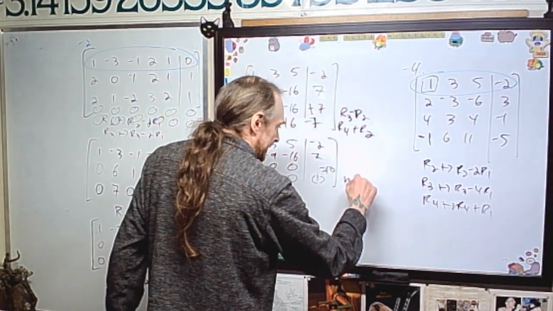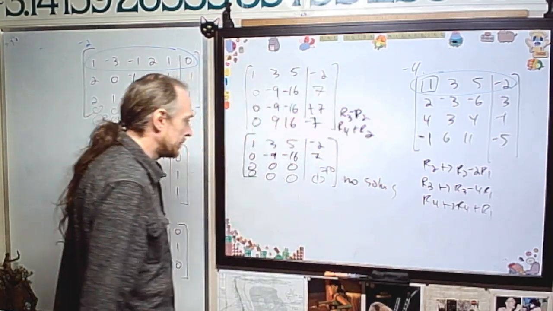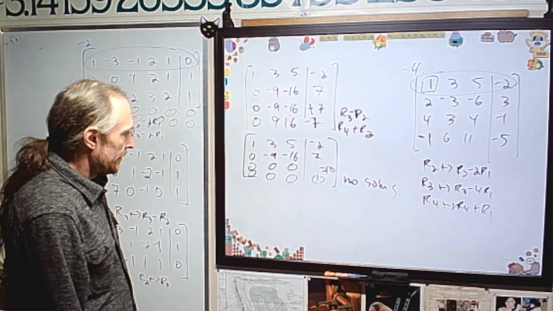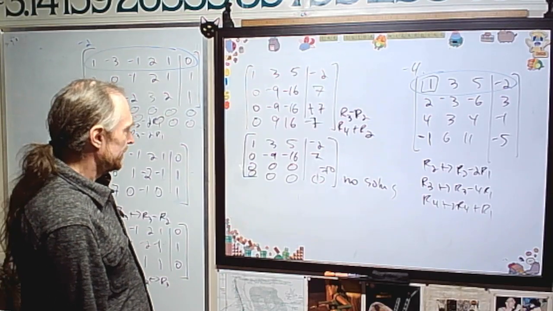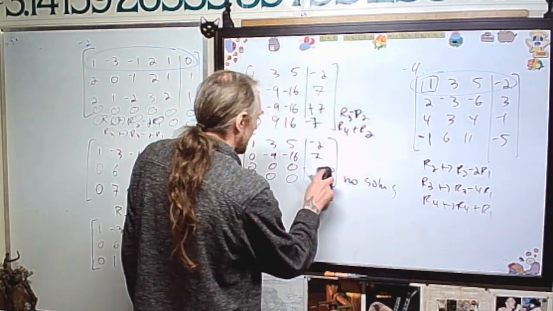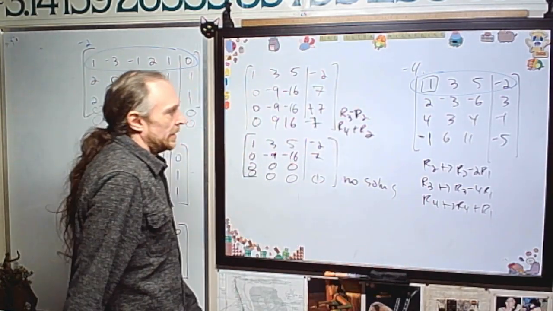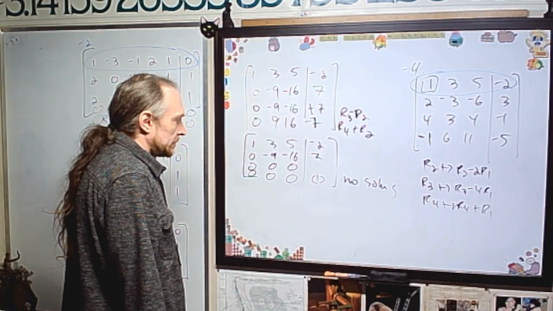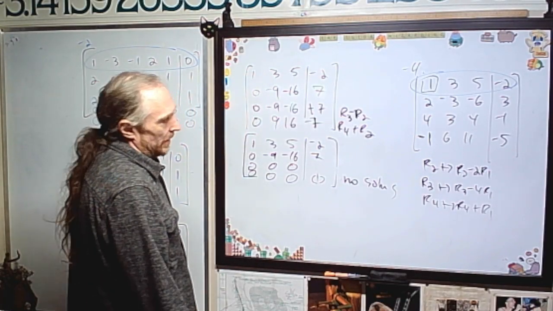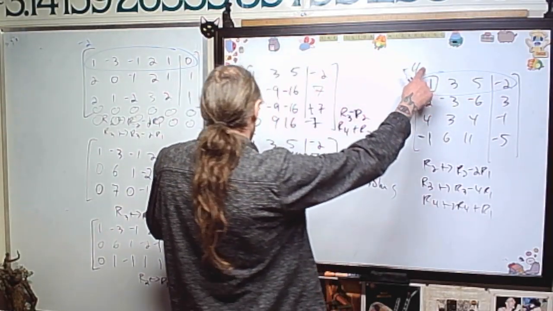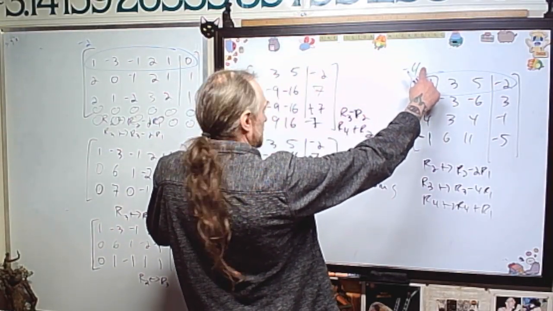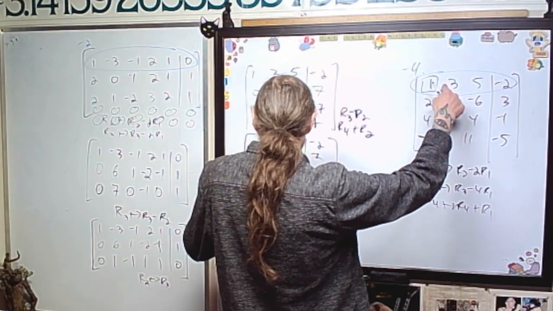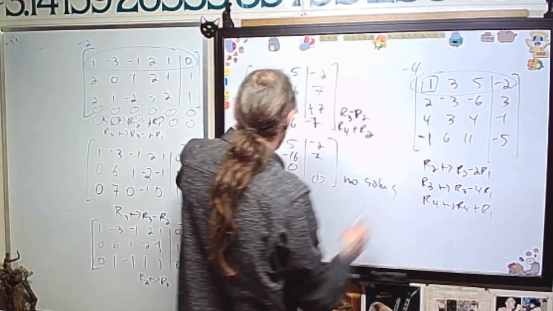So no solutions. Oh, no, that one was still a 0. What? You're confusing me. Apologies. Yes, but you were right the first time. It is a 0. 4 minus 4 is 0. 3 plus negative 12 is negative 9.